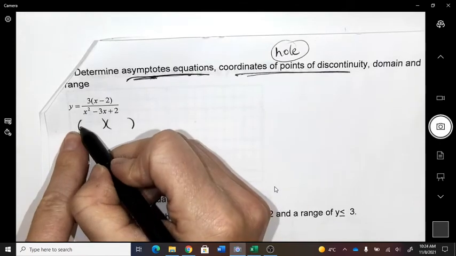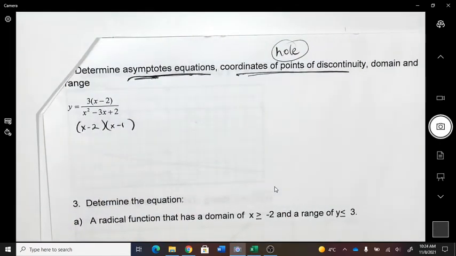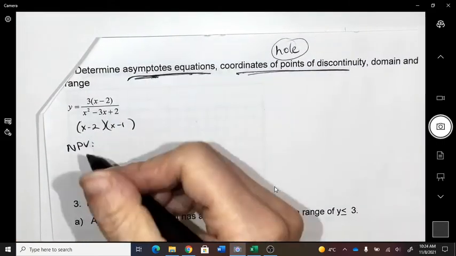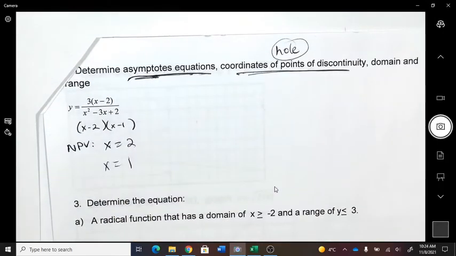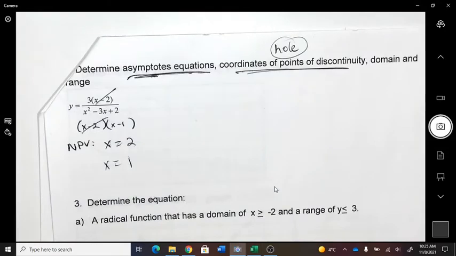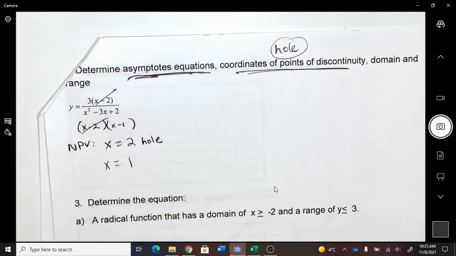So x minus 2, x minus 1. Okay, so what are the non-permitted values there? X is 2, x is 1. Those are the values that are not permitted. But this time we have a cancel. So at 2 there is a hole.